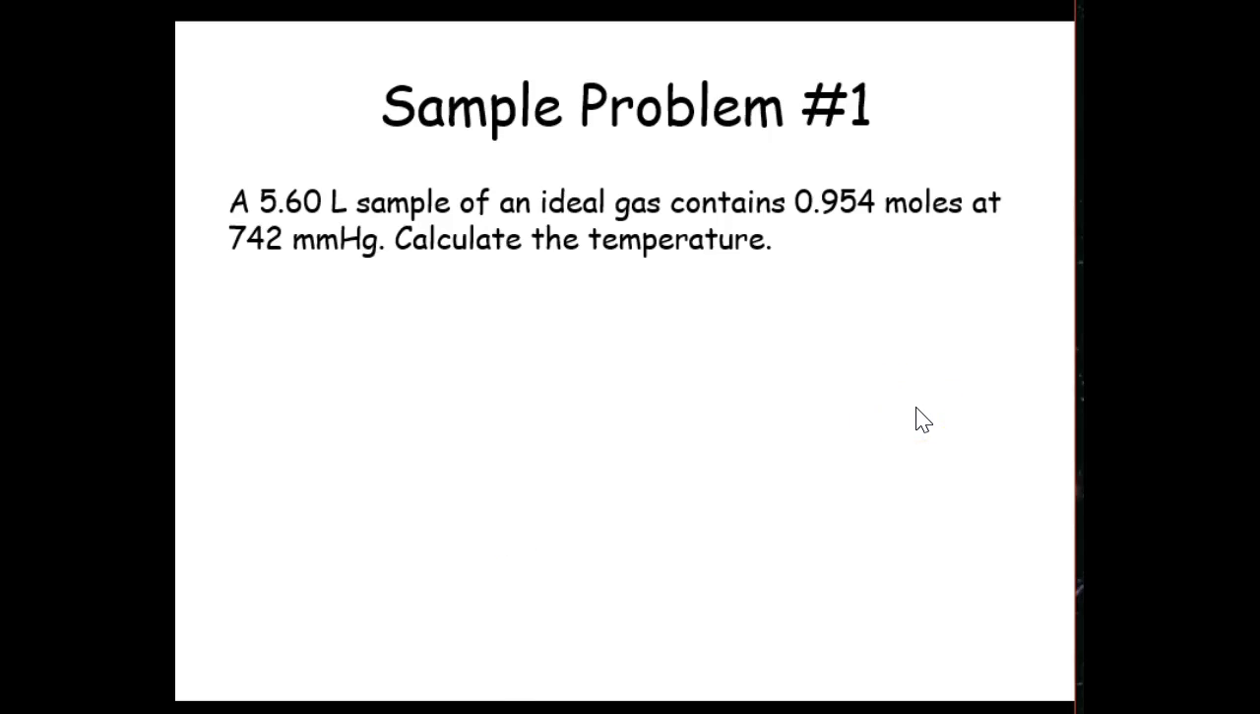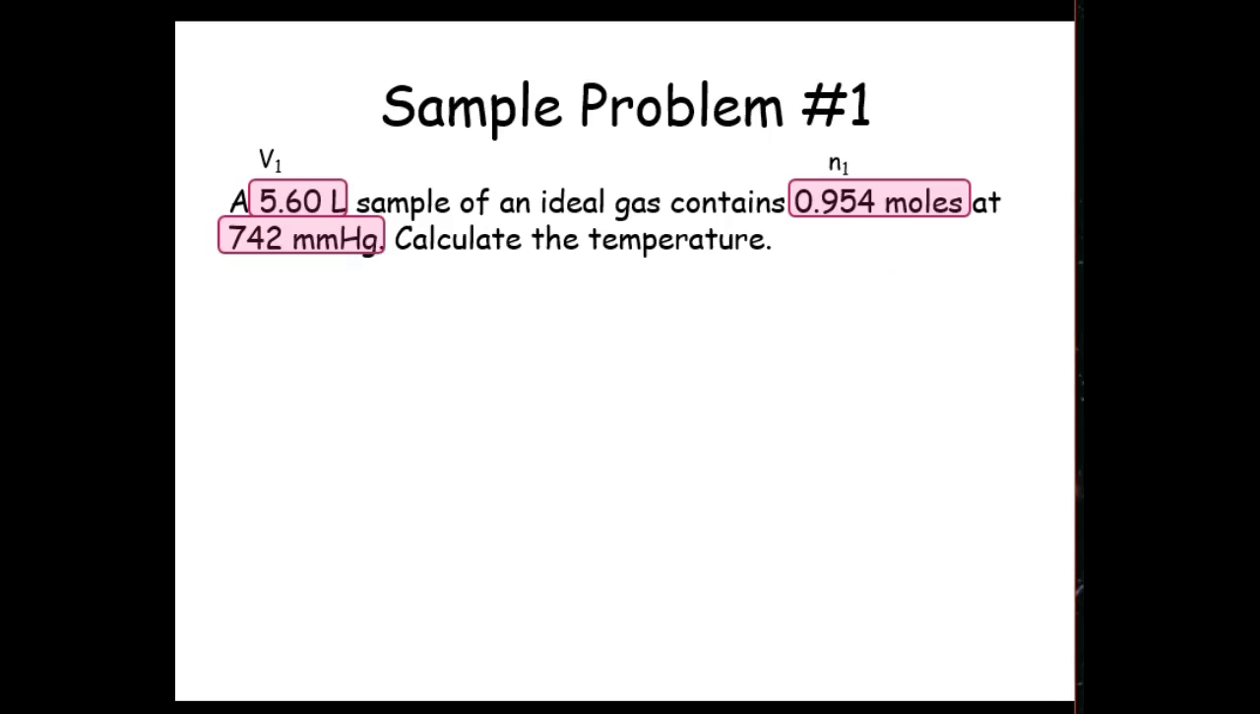Okay. Sample problem number 1. So the steps for this are very much similar to the combined gas law that we did last week. So we'll start by labeling what we have. So we have a 5.60 liter sample. That's going to be our V1. It says ideal gas contains 0.954 moles. That's going to be our N1.